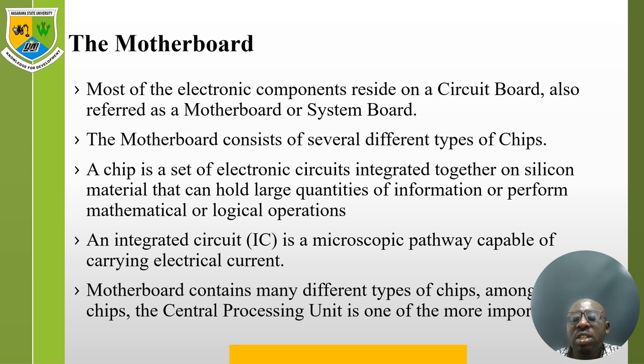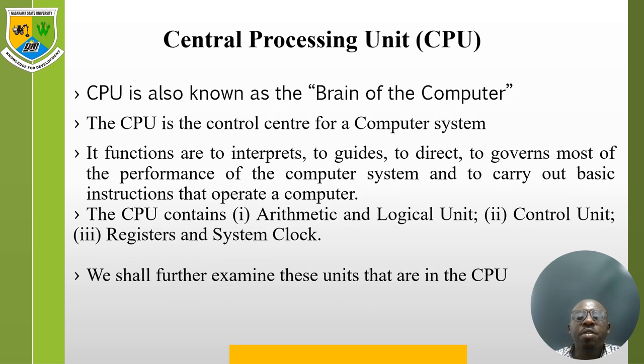And the central processing unit is an integral part of the computer system. Okay, it is virtually seen as the brain box per se of the computer. Okay, yeah, the CPU, central processing unit, is also known as the brain of the computer. The CPU is the control center for a computer system. Its functions are to interpret, to guide, to direct, to govern most of the performance of the computer system, and to carry out basic instructions that operate the computer.